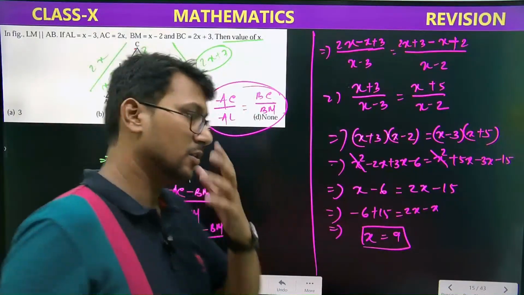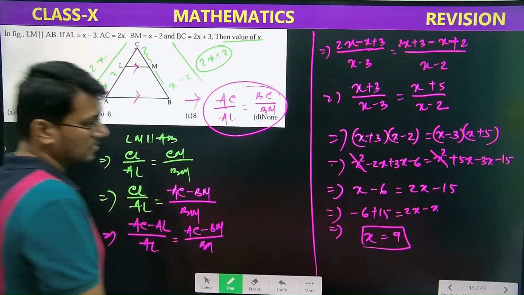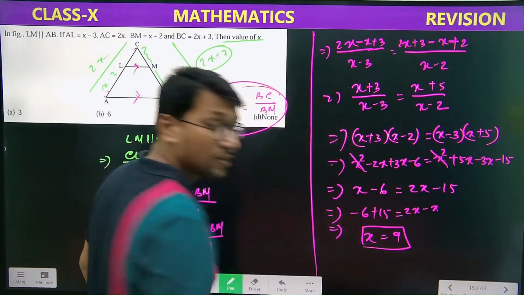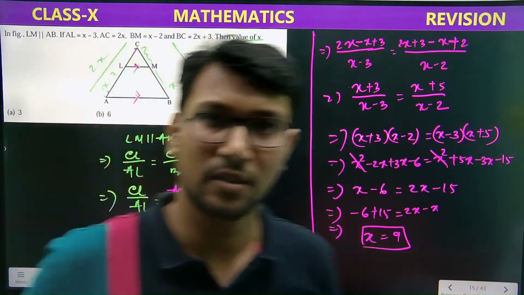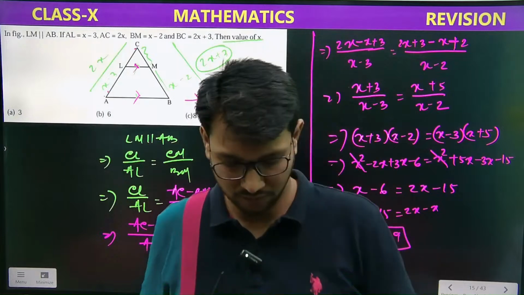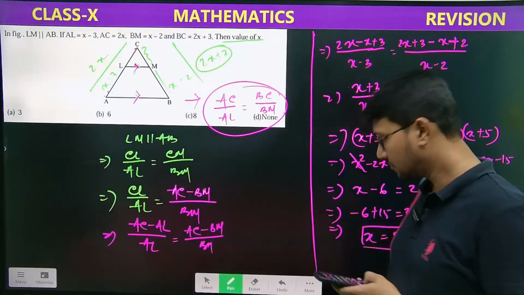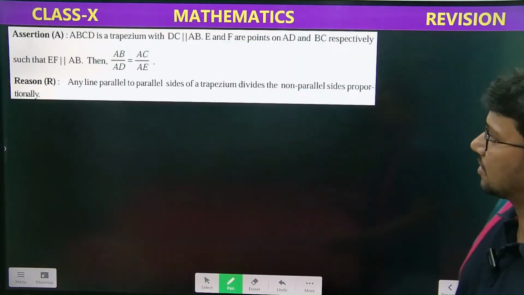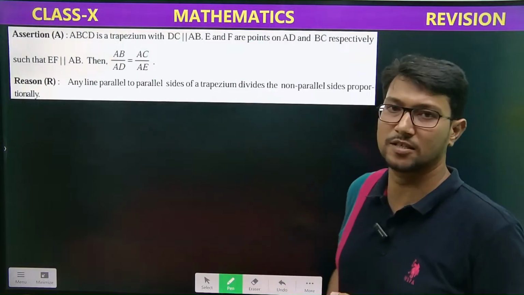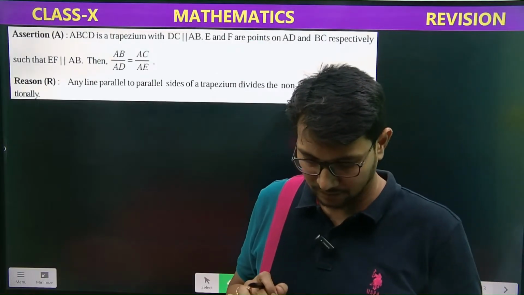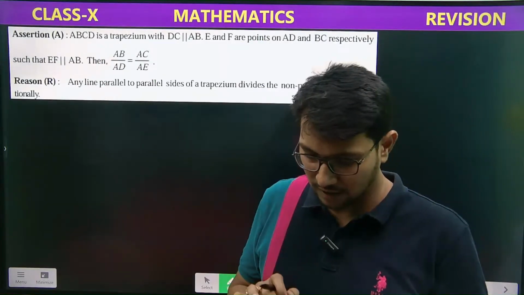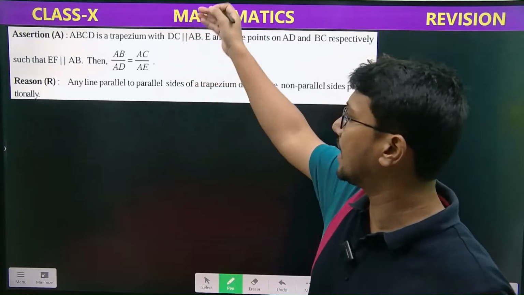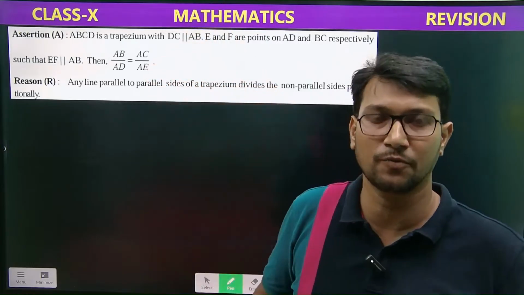Okay, chalo. Moving to the next question, right? Are you solving all? Shall we move to the next question? Next question is here. Next question is from Assertion and Reason. Tell me fast, the answer. Direct question also you have in your NCERT book. This Assertion and Reason based question is a direct question of your book.